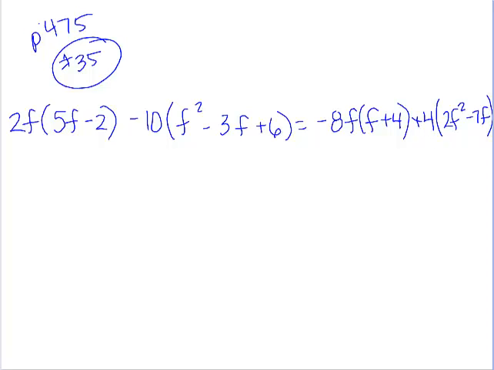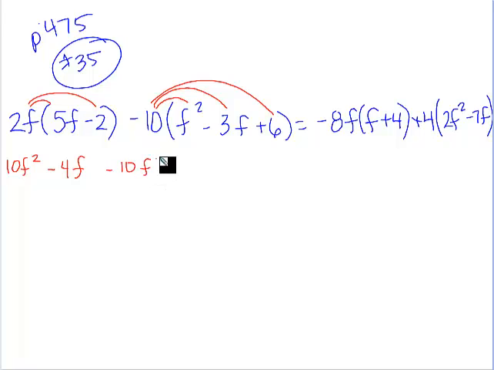So we're going to distribute the 2f to both of these. What do we get when we distribute the 2f to the 5f? 10f squared, good. What do we get when we distribute the 2f to the minus 2? Yes. Good, minus 4f. Okay, now do the same thing with the minus 10. Distribute that. What do we get when we distribute the minus 10 to the f squared? Yep, minus 10f squared. What do we get when we distribute the minus 10 to the minus 3f? Good, plus 30f.